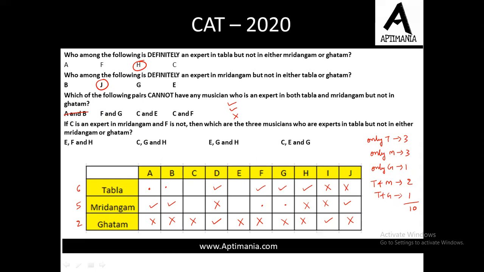F and G, again for the same reason we can eliminate this option as well. We can have a tick over here. Mridangam can have a tick, and here in the case of G also, mridangam can have a tick. Now let us move to the third option, C and D.